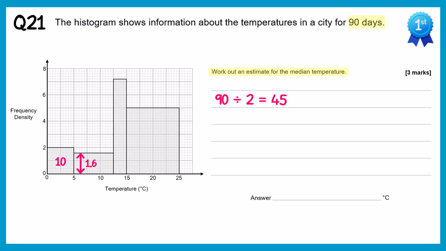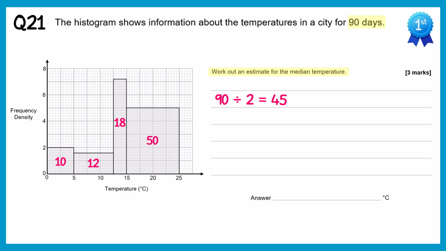This one has a height of 1.6 and a width of 7.5, and if you multiply those, you get 12. The next one has a height of 7.2 and a width of just 2.5, and if you multiply those, you get 18. And the final bar has a height of 5 and a width of 10, and 5 times 10 is 50. So we now know how many of these days are represented in each of the bars.